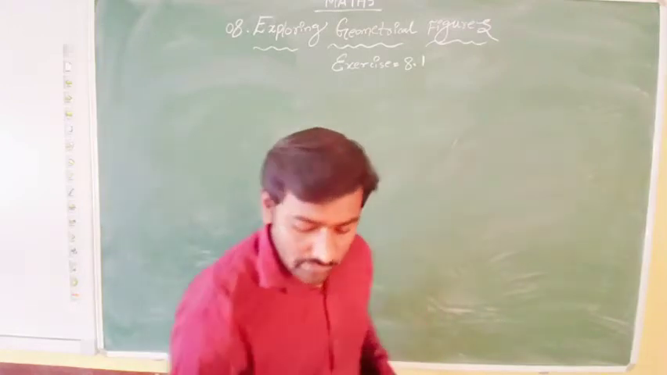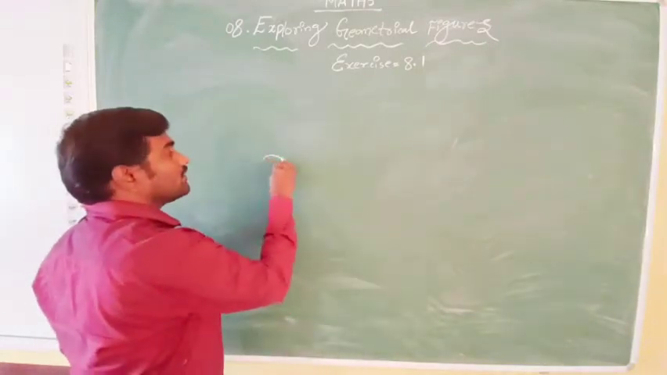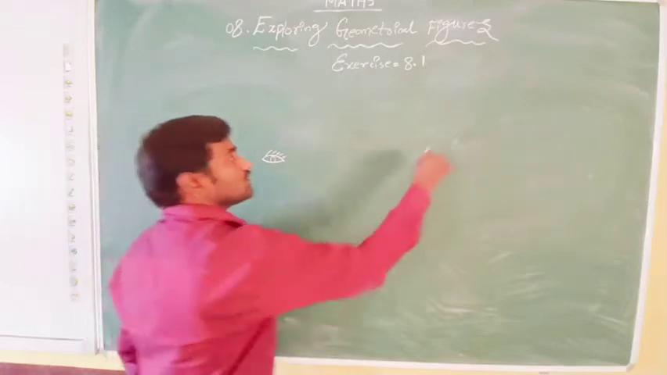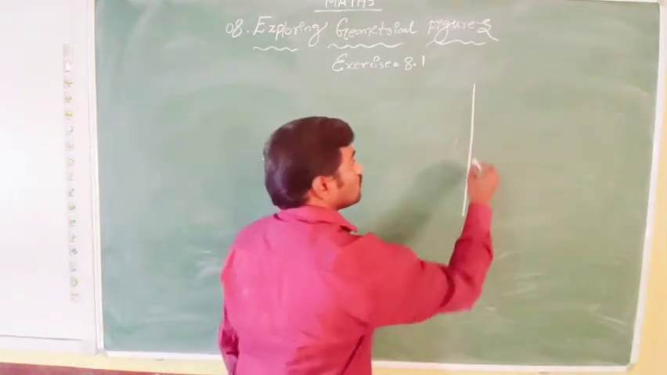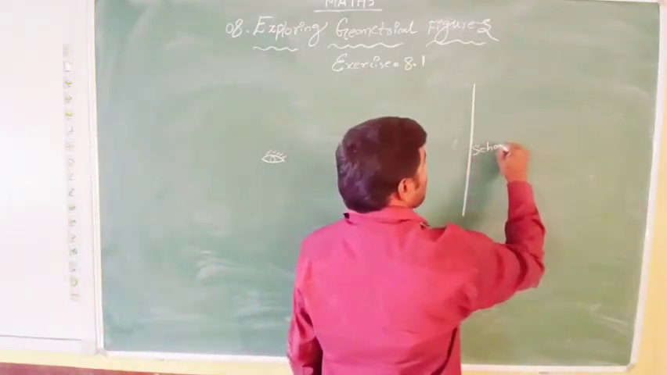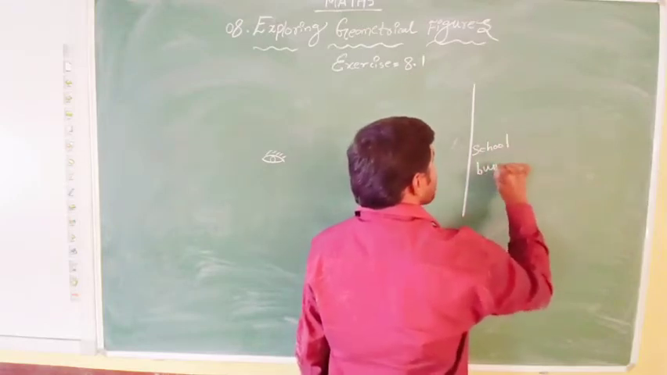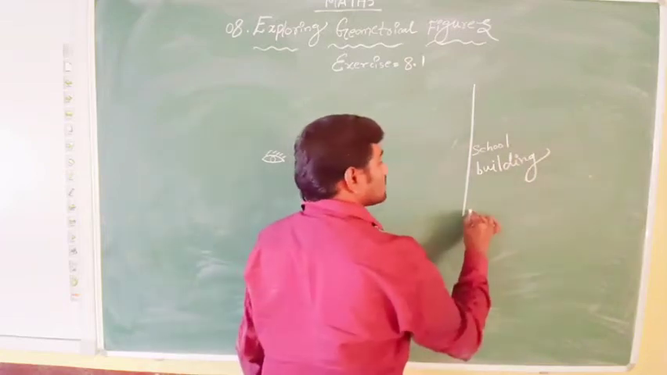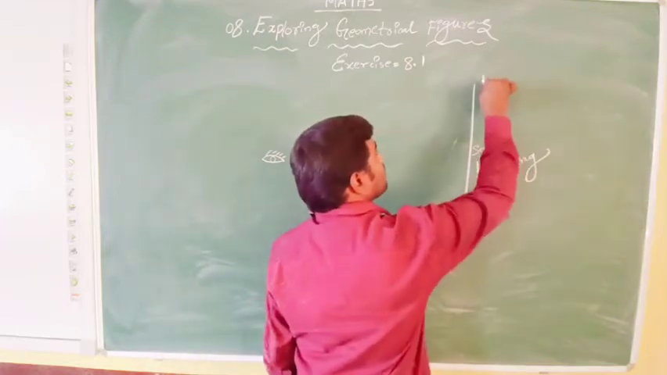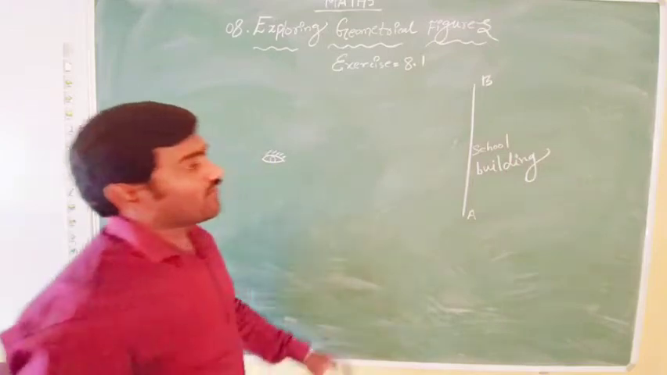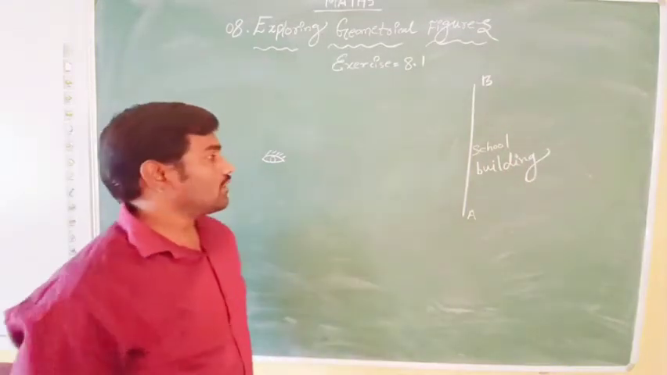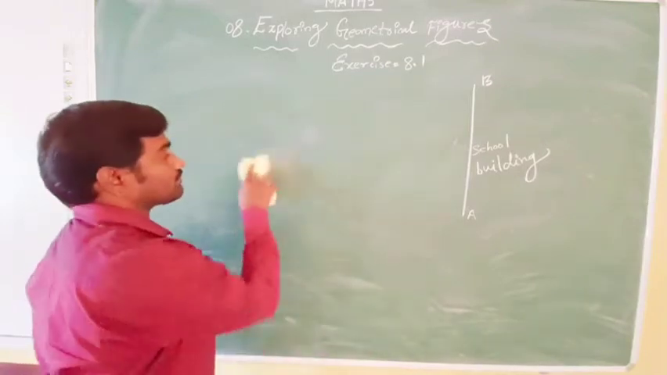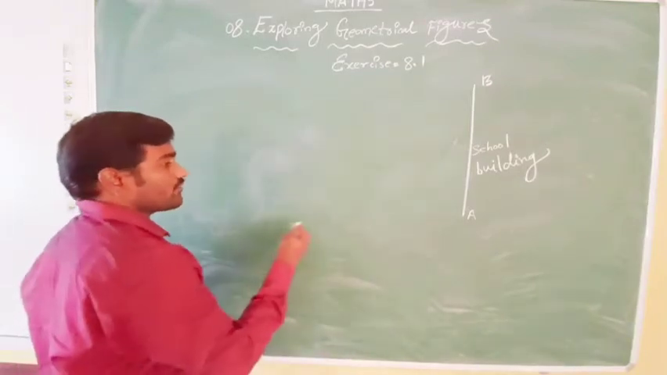So I will tell you, suppose you are standing here and you are observing that this is your school building. Let us assume this school building has the name AB. You want to find out the height of this school building. How can you find out? See here, you will be observing from here.